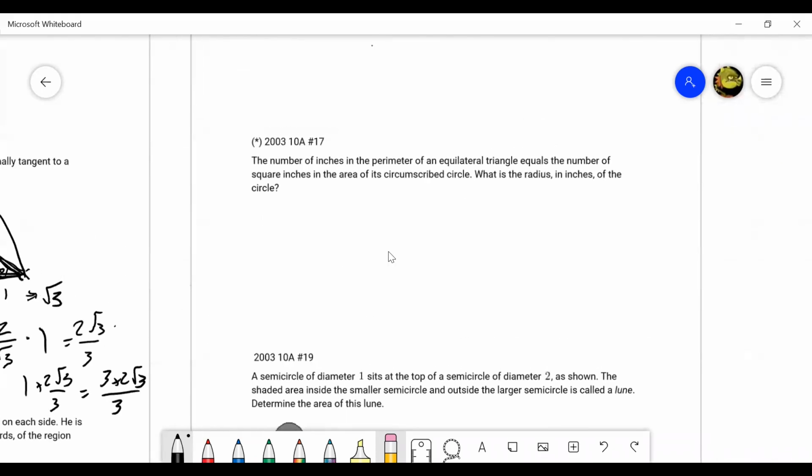All right. So let's do this problem. 2003 10A number 17. The number of inches in the perimeter of an equilateral triangle equals the number of square inches in the area of its circumscribed circle. What is the radius in inches of the circle?